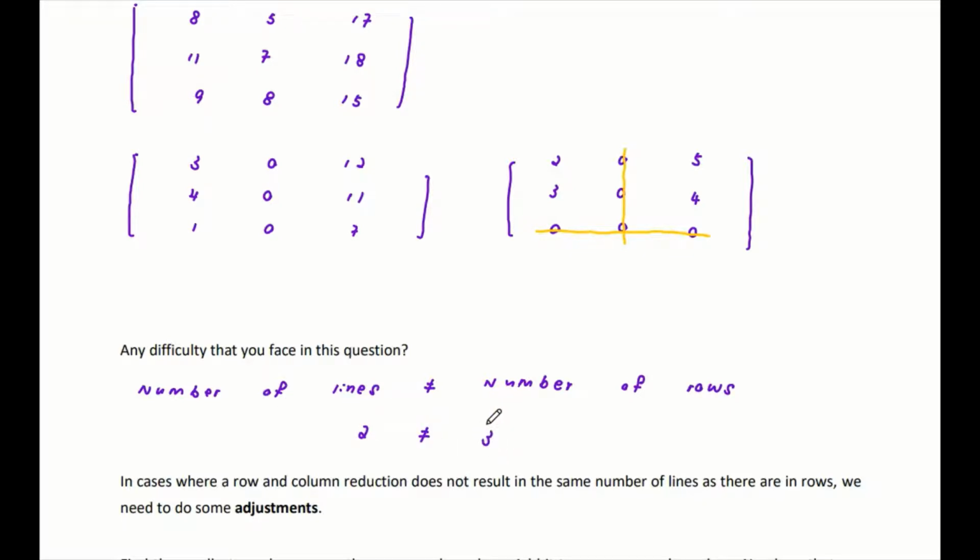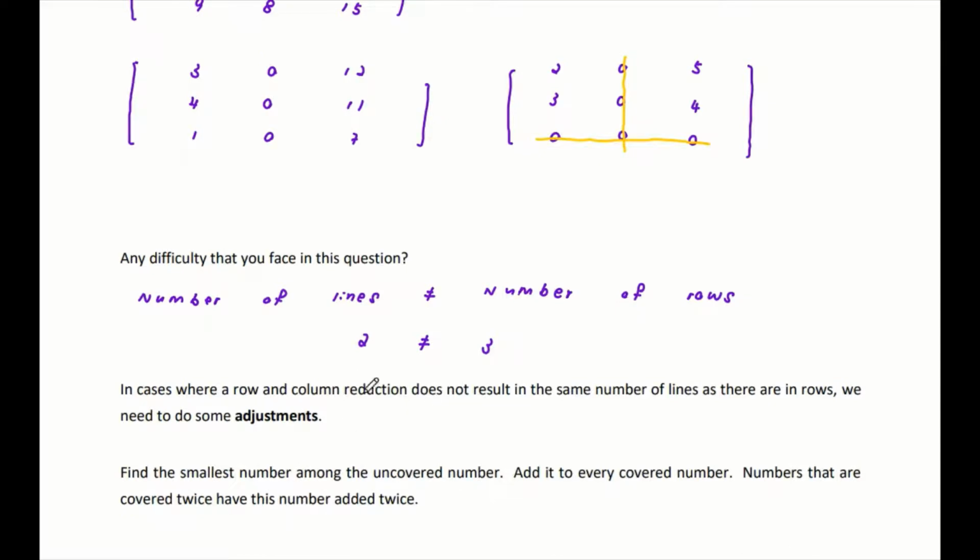So that's why this is the part where, for a situation like this, where the row and column reduction does not result in the same number of lines as the number of rows, then we need to do some adjustment. In this case, the number of lines that you have is less than the number of rows. So normally that would be the case.